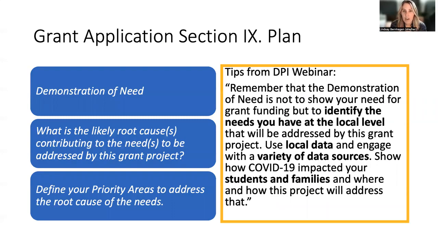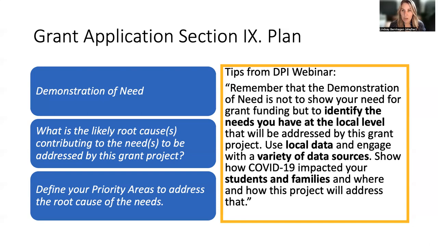In section 9 of the grant application, they ask you for your plan. They ask you to articulate your demonstration of need. So what's your data around the need that you've identified? What's the likely root cause contributing to the need to be addressed by this grant project? So basically, what's going on with that population that you want to target? And then to define your priority areas to address the root cause of the need. So how are you going to look at all of the challenges that the kids in your programs might be facing and say, this is the most important thing to do? The way you're going to do that is with data.